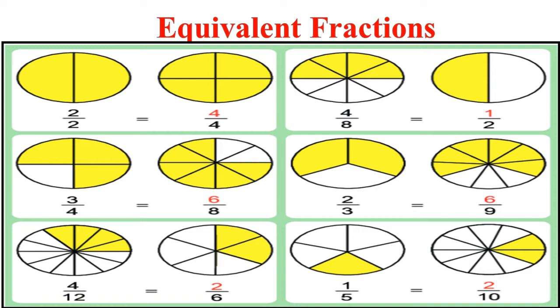And the fifth one, look at this. Here, the circle is divided into 12 parts, 4 of them shaded. And the other circle is divided into 6 parts with only 2 parts shaded. Are both the same? Yes, because when you divide by 2, we get 2 by 6. That means by dividing the numerator and the denominator by the same number, we get equivalent fractions. So 4 by 12 is equal to 2 by 6.